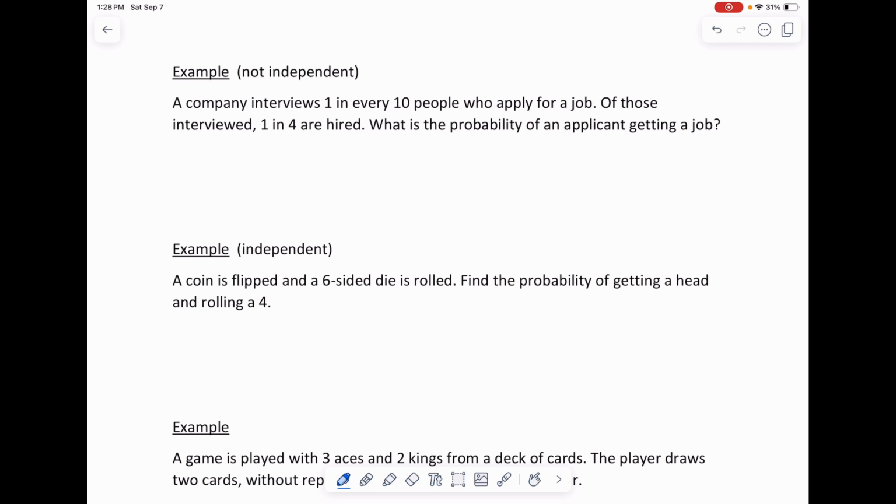We're going to look at one where it's not independent, so where we have that condition. We're going to look at one where they are independent. In fact, it's similar to what I just did, actually. And then we'll do a little bit of a larger problem, so to speak. So a company interviews 1 in every 10 people who apply for a job. Of those interviewed, 1 in 4 are hired. What is the probability of an applicant getting a job?